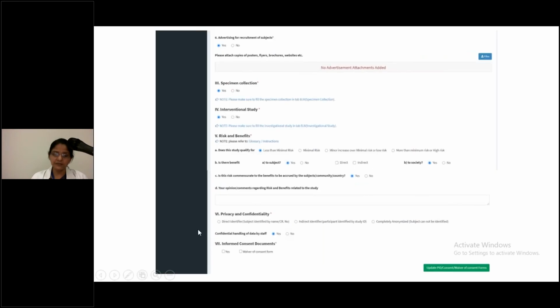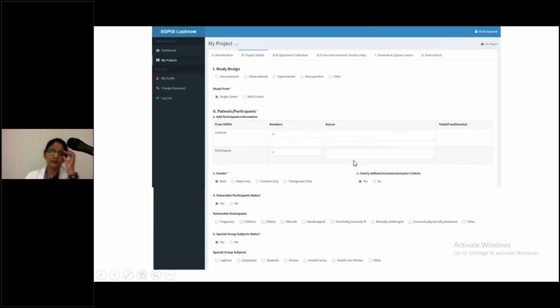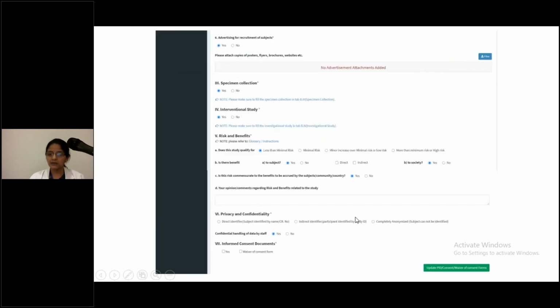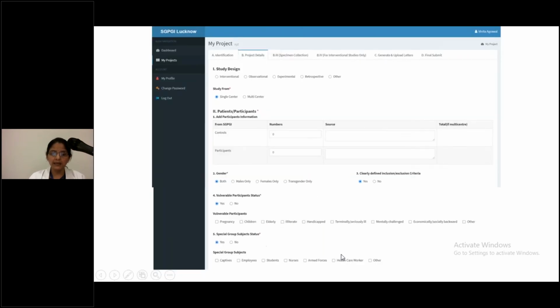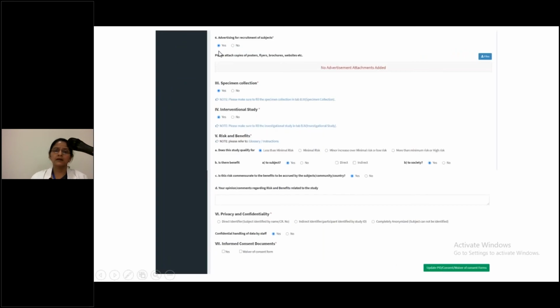Special group subjects. This is about special groups like prisoners, students, nurses. So that we have to take into account. The other thing is whether advertising is done. This is generally true for device and drug trials. Do you have specimen collection?